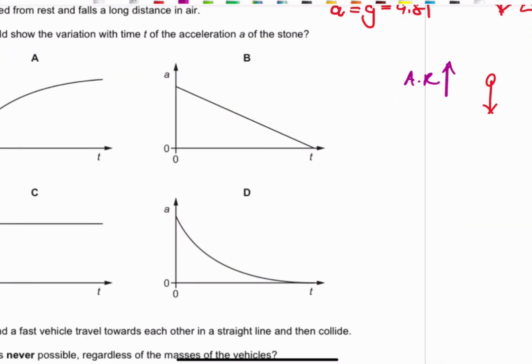And as the stone continues to move, the speed continues to increase because it's accelerating, right? But the velocity will also increase, and the air resistance will also begin to increase, because we know that the air resistance is proportional to the velocity squared. As you increase the velocity, the air resistance also begins to increase.